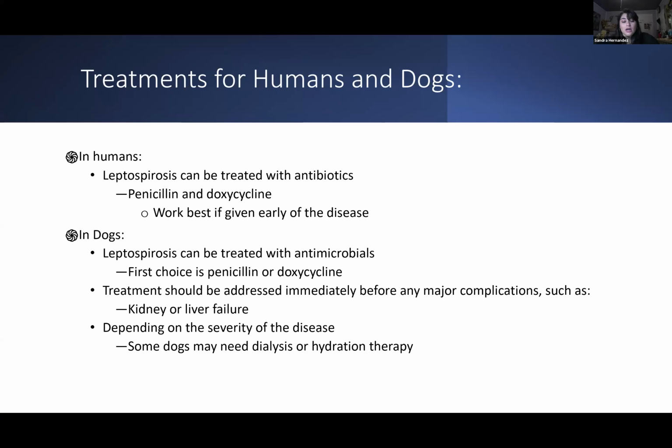Treatment in humans and dogs. In humans, leptospirosis can be treated with antibiotics, penicillin, and doxycycline. Antibiotics work best when given early in the disease. Depending on the severity of the disease, a patient may need intravenous antibiotics.